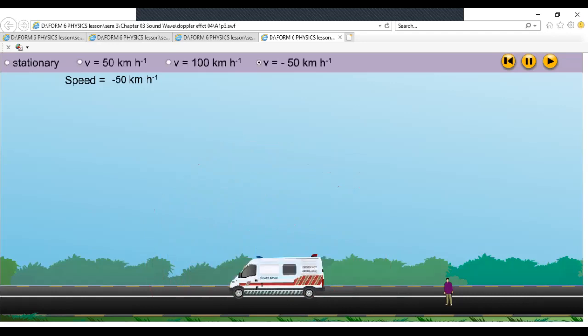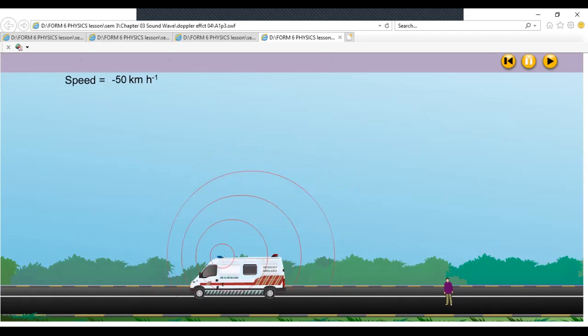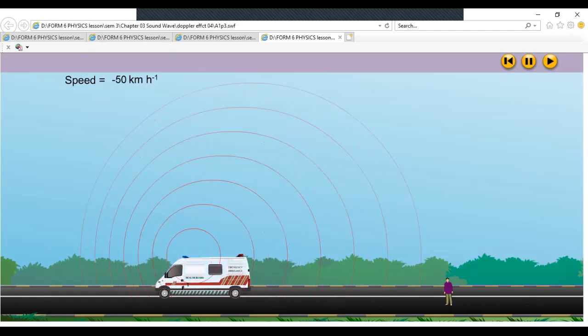What happens if the ambulance moves in the opposite direction? The observer will hear that the frequency of the siren sound becomes lower. We can notice that the wavelength of the sound heard by the observer is much longer. Longer wavelength with lower frequency.